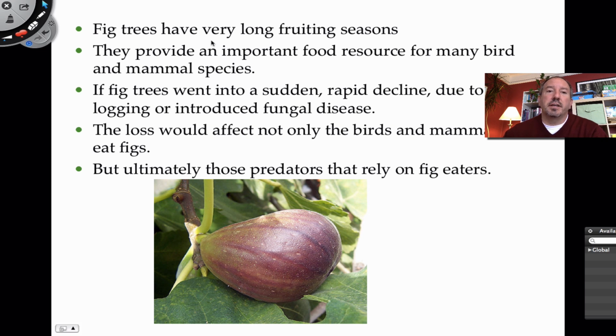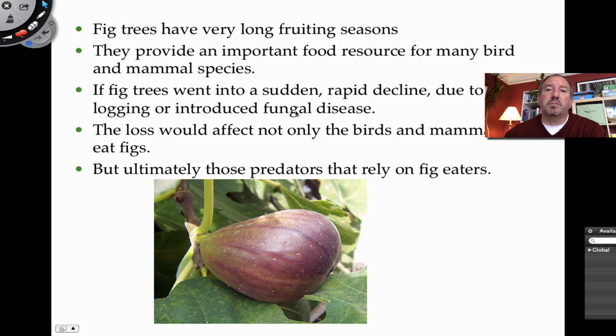Now the fig tree has this long fruiting season, and so there are lots of juicy figs for many different animals who live in the tree to eat. And so a lot of different organisms are loving the figs. We love the figs too, but they are a very important resource for many birds and mammal species. So everyone's thriving on it. But if you suddenly cut the fig tree down due to, what? Logging, or if there was some sort of introduced fungal disease brought in again by people, because people could enter in and they're carrying things in their shoes, introducing an invasive fungus.